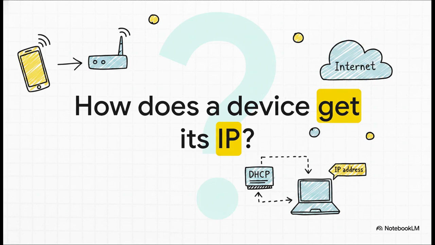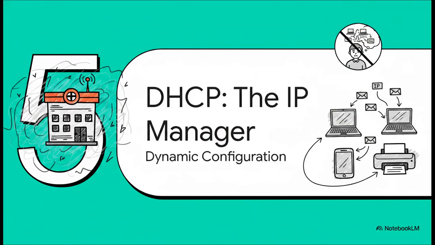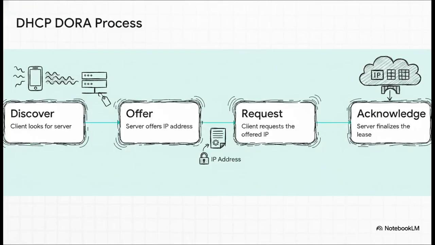Okay, we've built an incredible system for routing and delivering data. But actually, scratch that. We missed something huge. Before any of this happens, how does a device get its IP address in the very first place? I mean, you didn't manually type one in when you connected to Wi-Fi today, right? Which leads us to our final part, Section 5, DHCP, the IP manager. You can think of DHCP as the local postmaster general of our network. It completely saves network admins from the nightmare of configuring IPs manually.